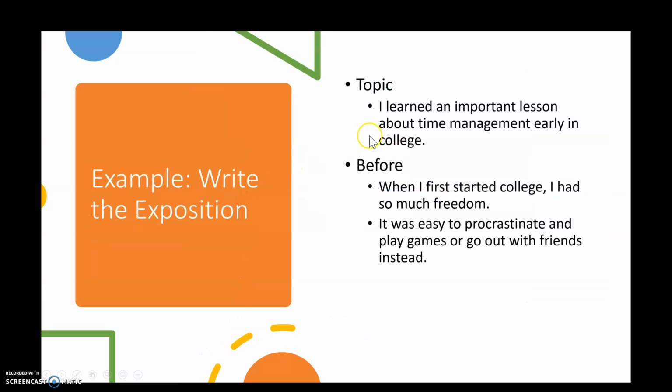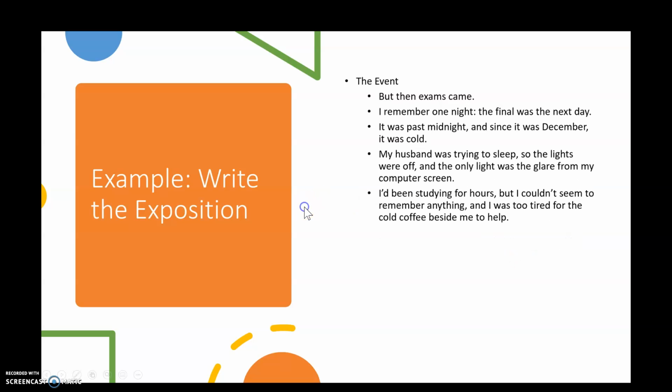So now we're going to write the exposition. The topic sentence was, I learned an important lesson about time management early in college. So for the before step, I want to talk about what I was like before. When I first started college, I had so much freedom. It was easy to procrastinate and play games or go out with friends instead of studying.